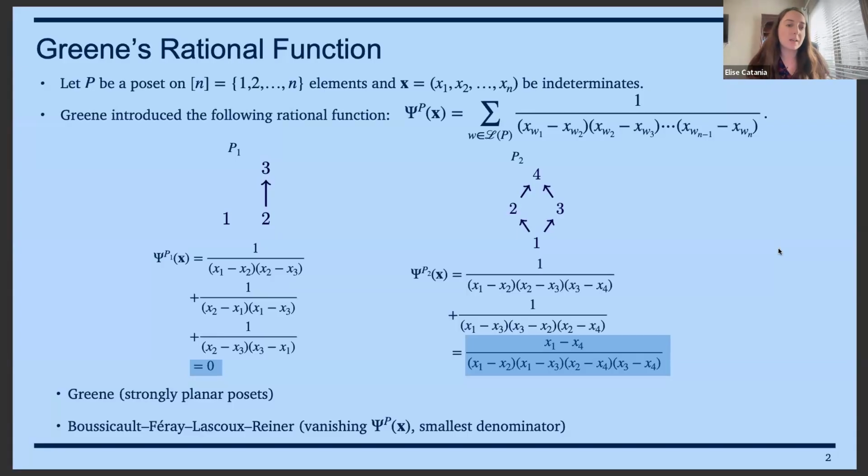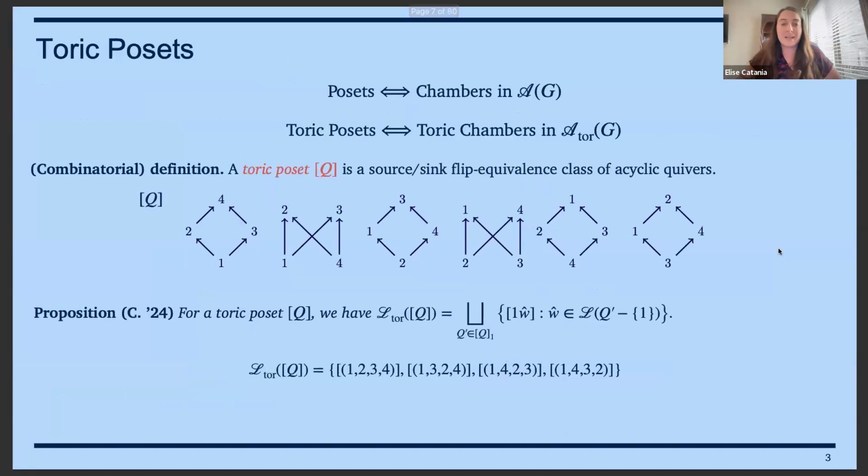So having introduced these new perspectives, they were able to build on Green's work. They gave a characterization for the vanishing of this function. They were able to pin down a smallest denominator. But for me, I really care about these toric posets, which brings me to my next slide. So what are they?